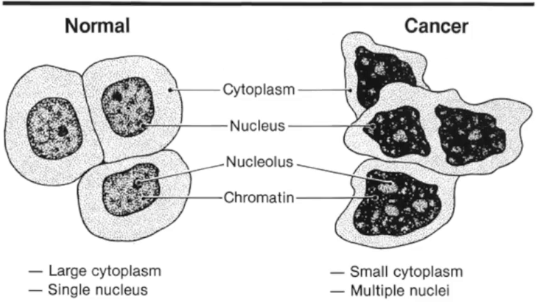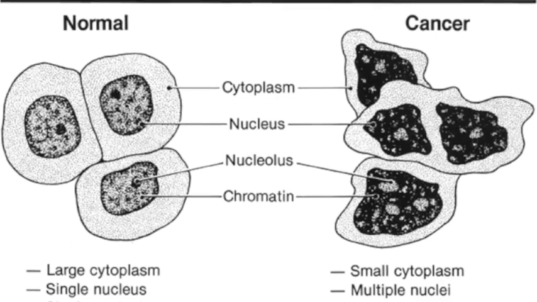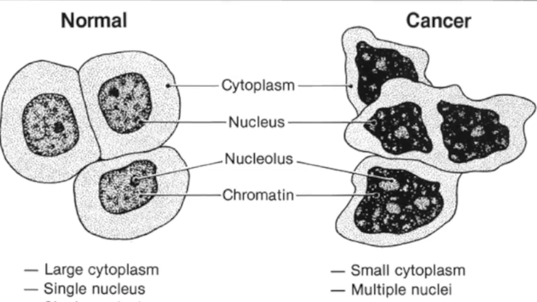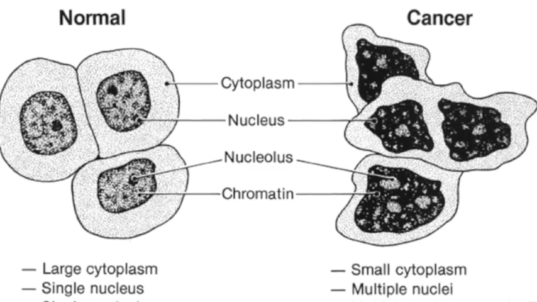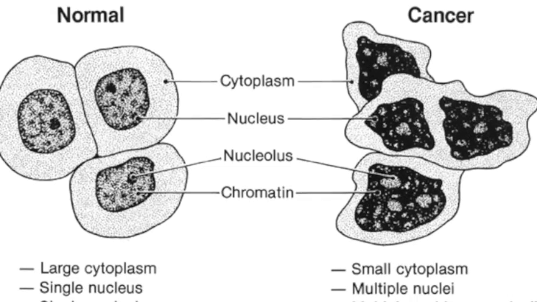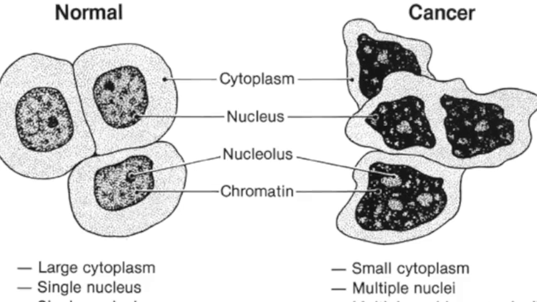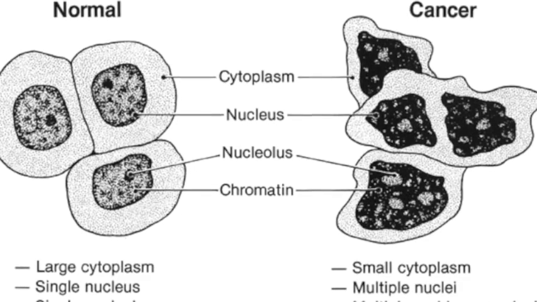As you can see in the picture, a cancer cell has a small cytoplasm compared to the normal cell, where the cytoplasm is large. There's also a single nucleus in the normal cell compared to the multinucleated cell in cancer.